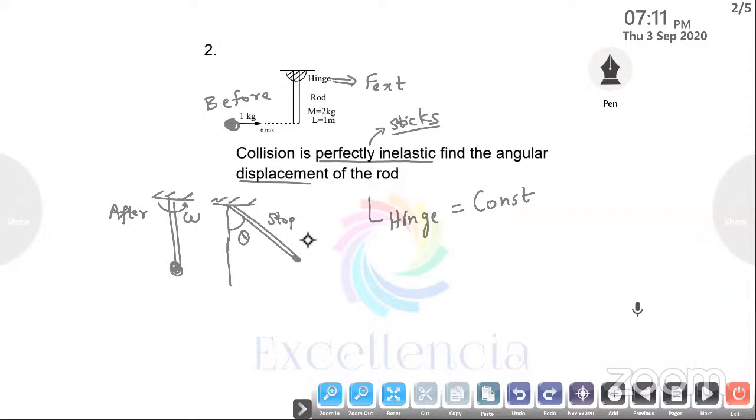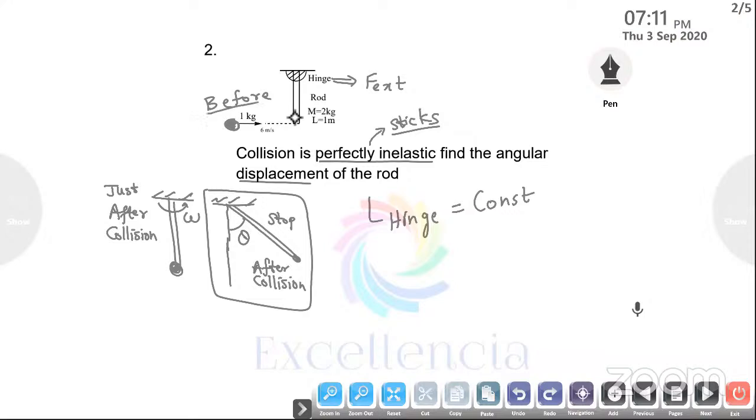So this is the after part, and this part is way after collision. This is also after, but I can say this is just after collision. So there's a difference here. Just after collision, and this is before collision. This part is before collision.